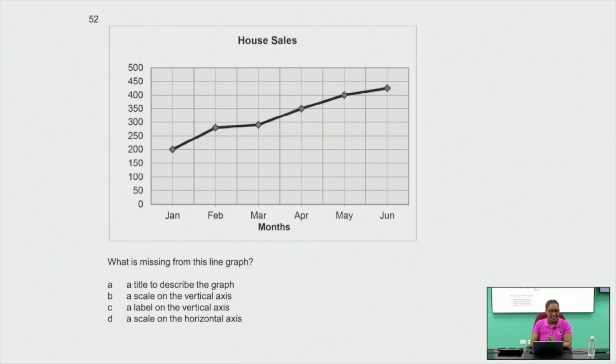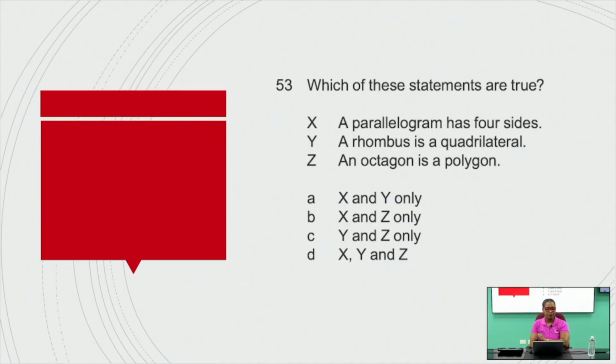52, house sales. What is missing from this line graph? Let's see. C, a label on the vertical axis. We do not know what's being measured over here. This axis doesn't have a label. All right, and that's option C right there.